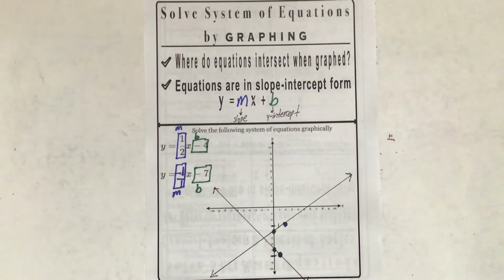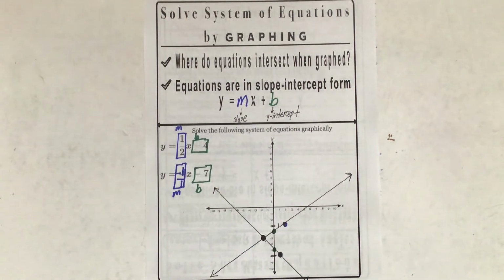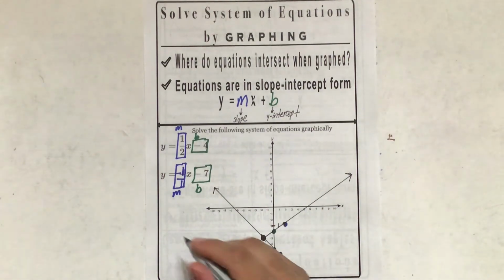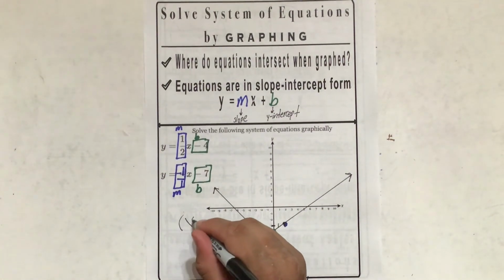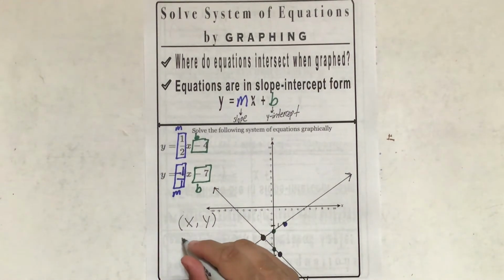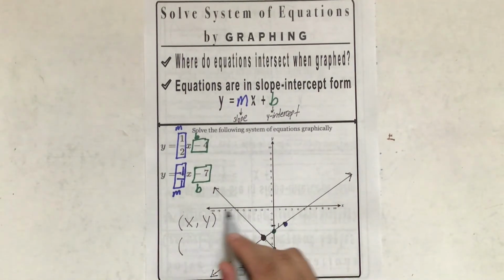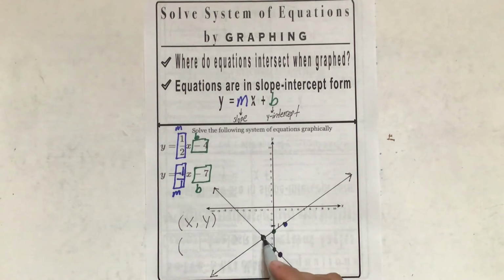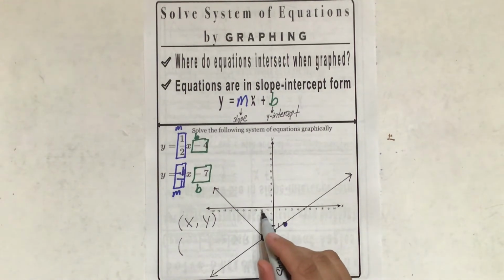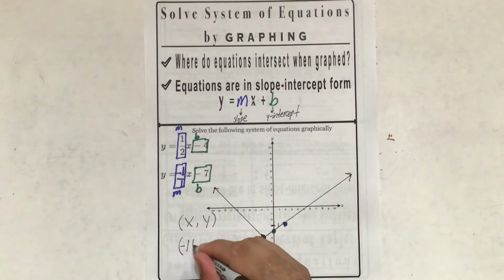So where do they cross? Well, they cross right here. Right there. So where is that point? Well, remember that a point is x, comma, y. So what is my x and what is my y here? My x, remember, goes side to side. So where is my x here? If I go up, it's between -2 and -1. So I'm going to say -1 and a half.